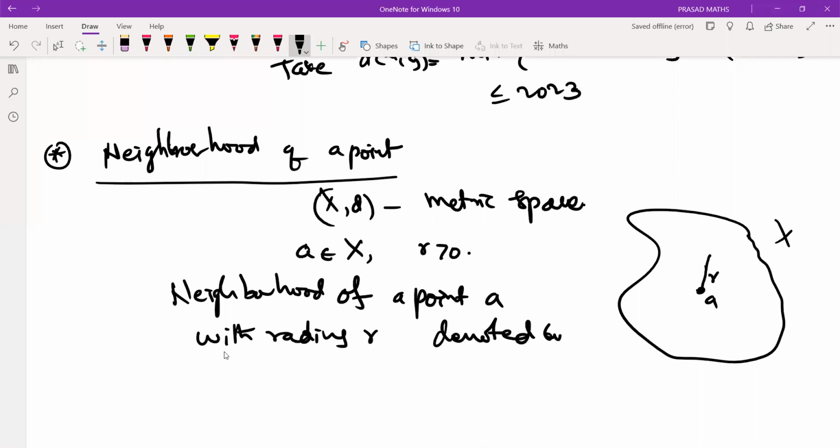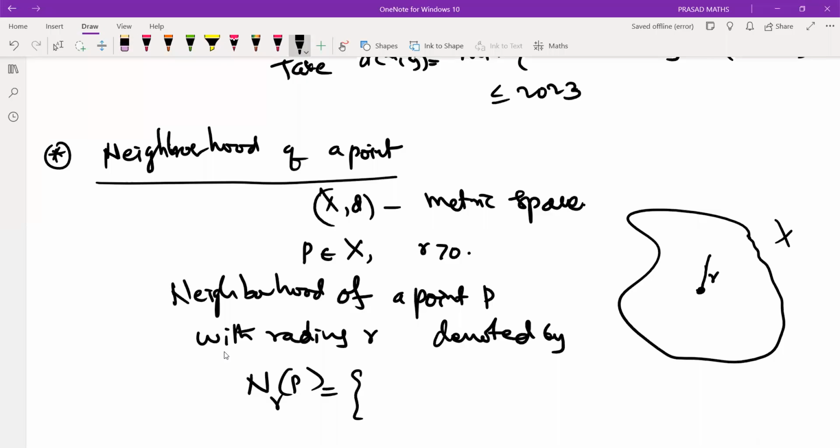is denoted like this. According to Rudin's notation, neighborhood of A with radius r, or else you can take the neighborhood of a point P with Rudin's notation. Point P, neighborhood of a point P.